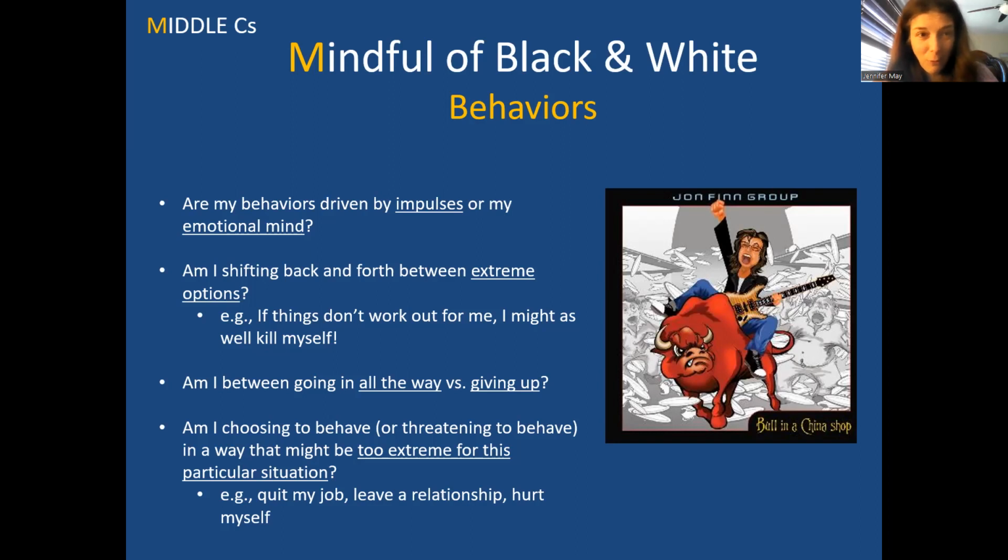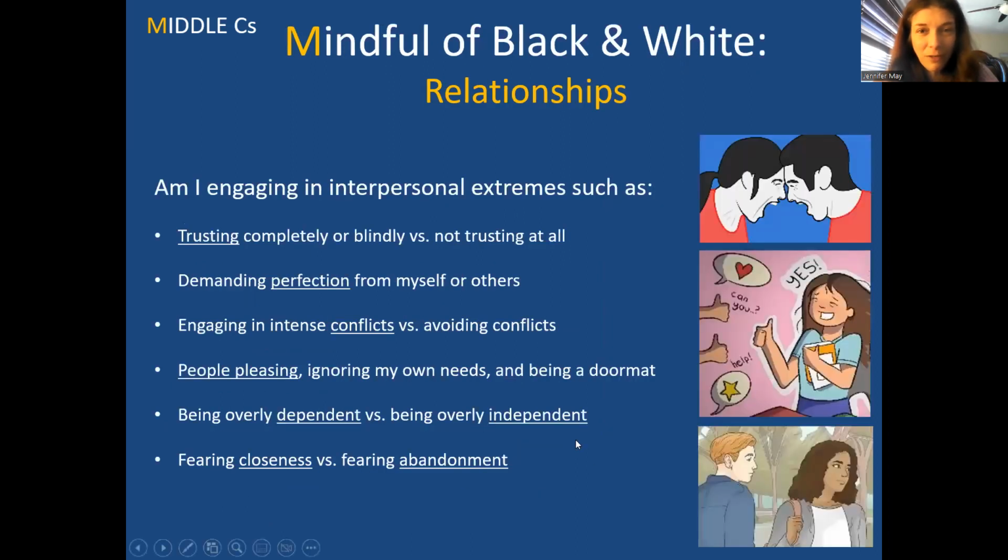All right, so hope we got some clues here. I gave a lot of examples. Oh, I'm sorry, one more: relationships. A lot of the time this black and white extreme stuff plays out in our relationships. So here are some examples that you might be able to relate to. Trusting completely or blindly versus not trusting at all. If I meet somebody and I'm telling them my whole life story and I think this is going to be great and perfect because I got a little clue that you like me, versus I don't trust anybody. I'm not telling you nothing. I'm not getting close to anybody. I'm putting up walls.